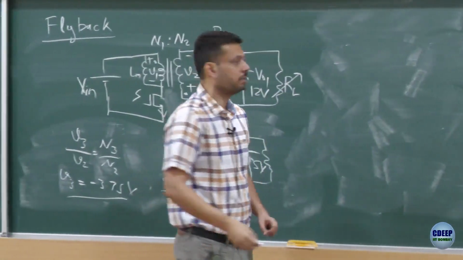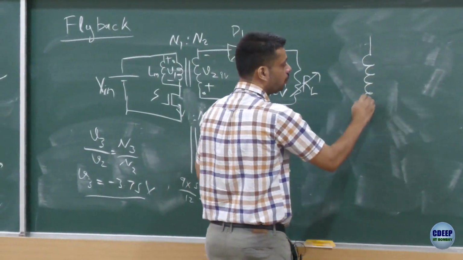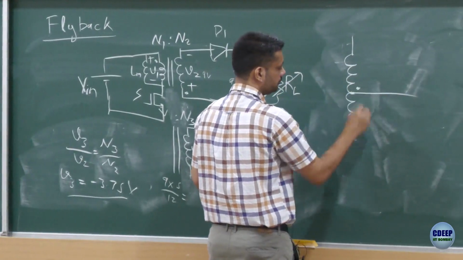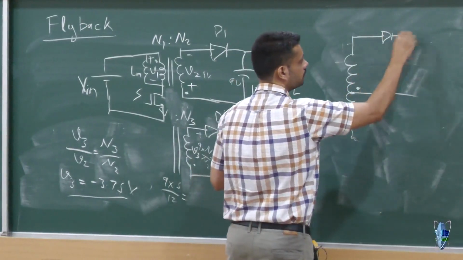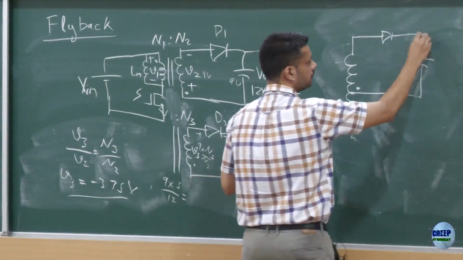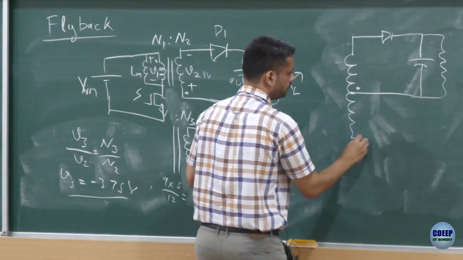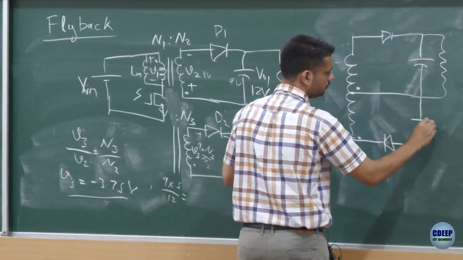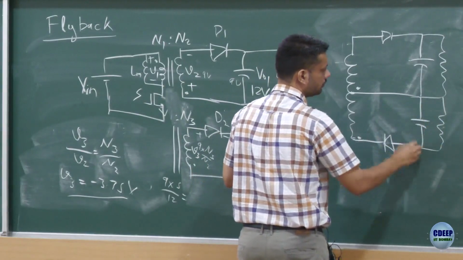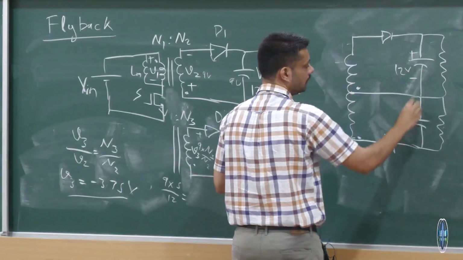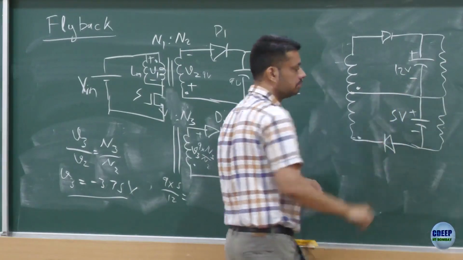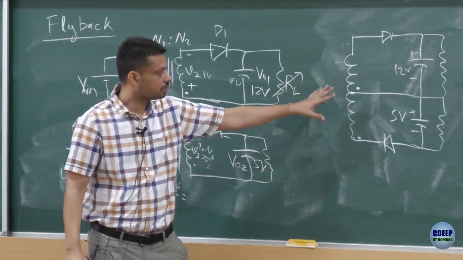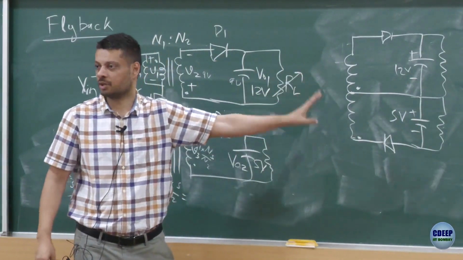So what he is saying is, why don't you on the secondary, instead of using 2 windings, use something like a center tapped. You can get 12 volt here, you can get 5 volt here, sure, why not, yeah. You can do this also, if you are as of now not able to understand, that is fine.